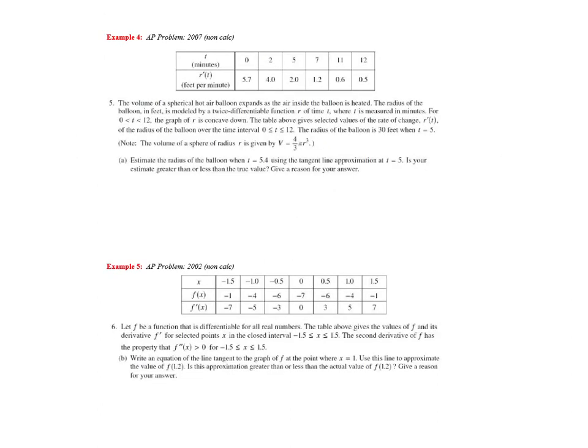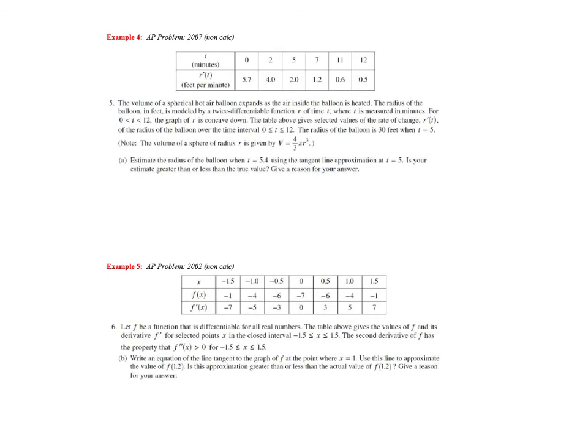Okay, I lied. 2 more examples. Example 4, AP problem from 2007. Let's read it out here. The volume of a spherical hot air balloon expands as the air inside the balloon is heated. The radius of the balloon in feet is modeled by a twice differentiable function, r of t, where t is measured in minutes.